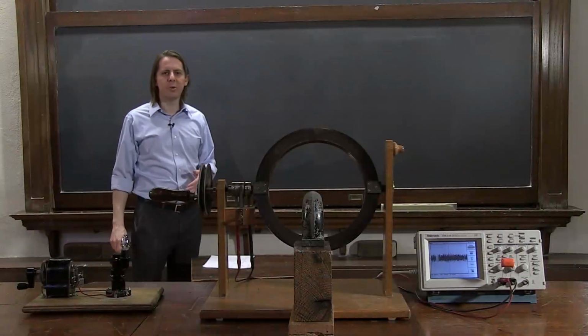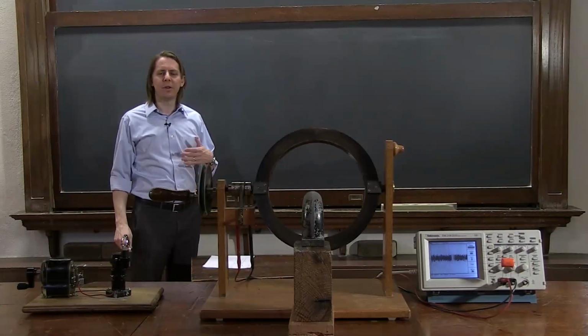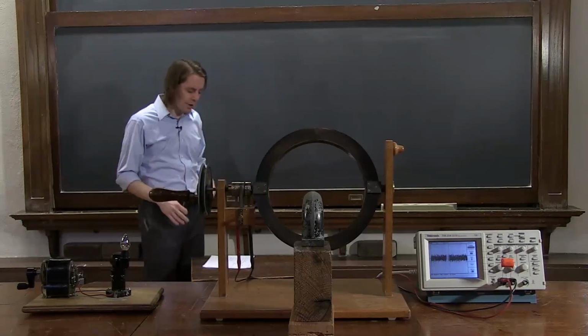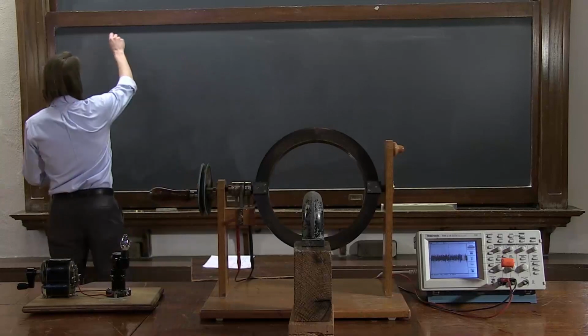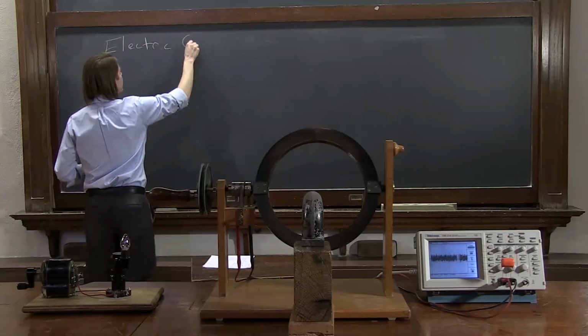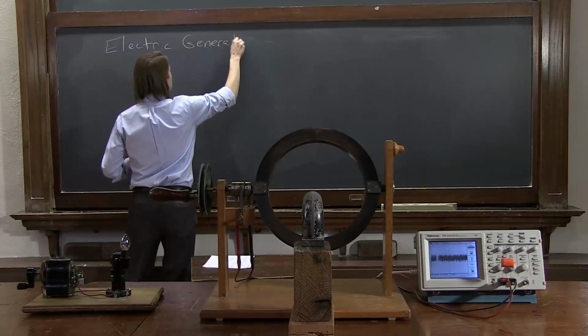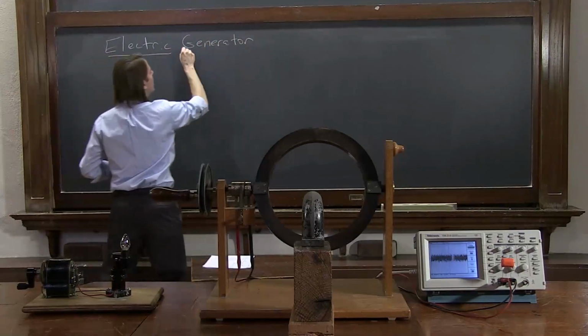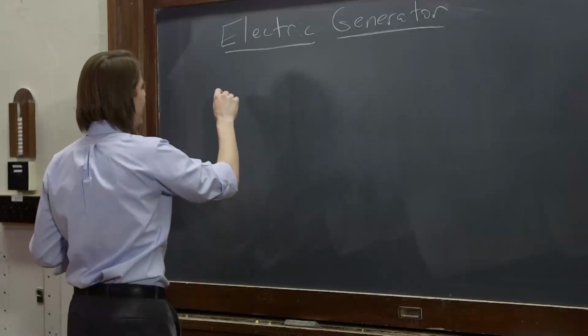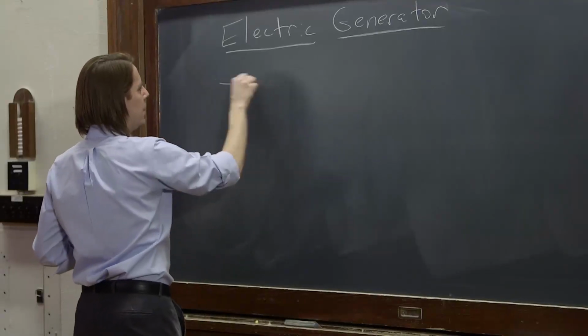We started this learning sequence thinking about how we could get electricity from a magnetic field, and that's what led Faraday to discover his law of induction. But now let's look at the actual device, at an electric generator. And there are many kinds of amazingly complicated electric generators. We're going to imagine the simplest one.